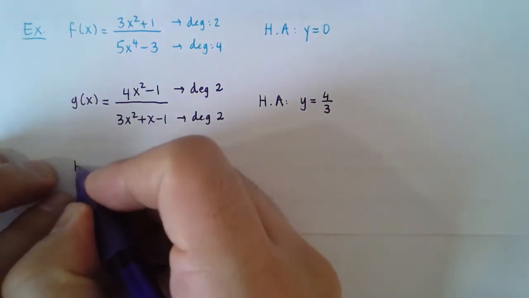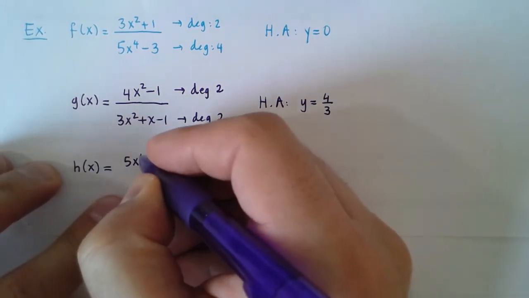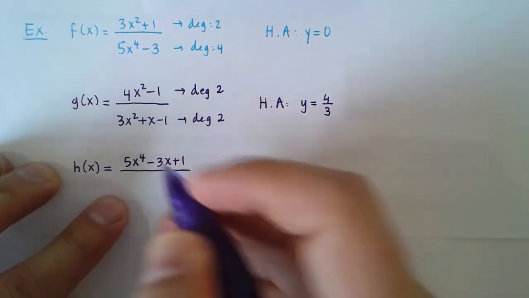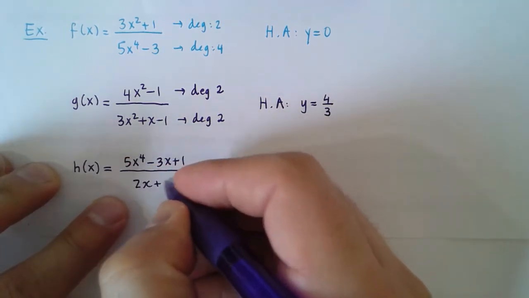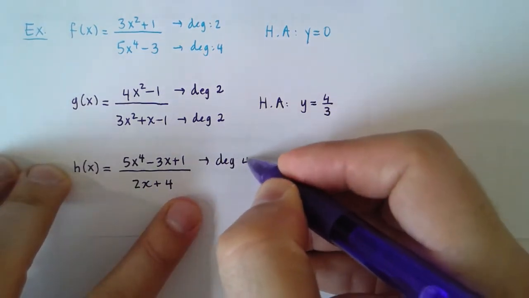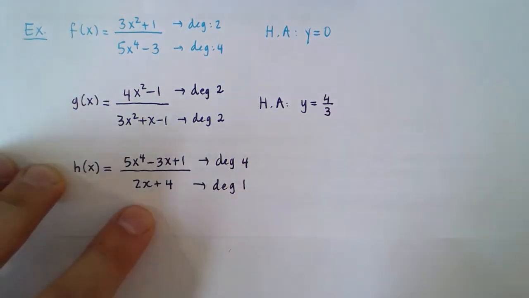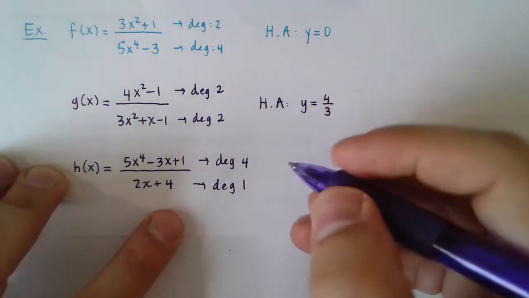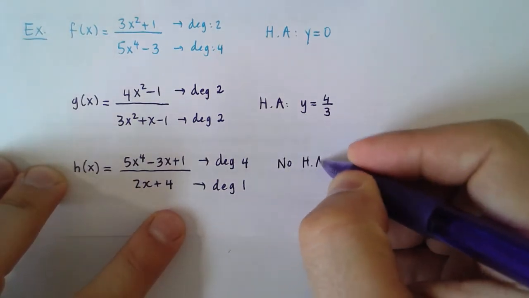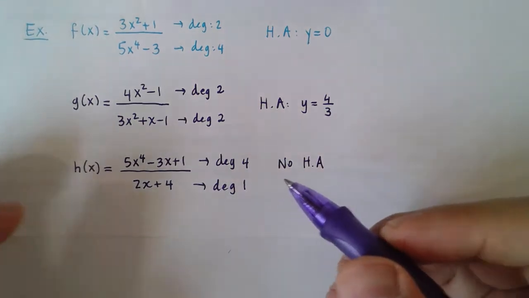If you look at, let's say, h of x, which is 5x to the 4 minus 3x plus 1 divided by, let's say, 2x plus 4. Now you see the degree of the top is 4, the degree of the bottom is simply 1, first power of x. So in this case we have no horizontal asymptotes. So that's how you determine the horizontal asymptotes.